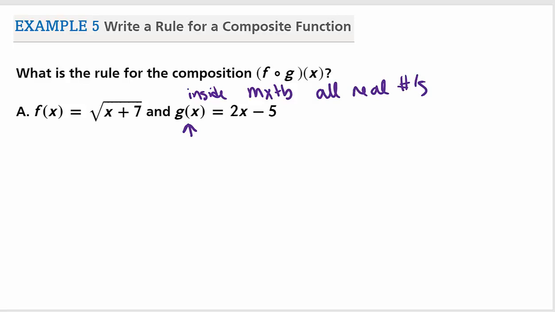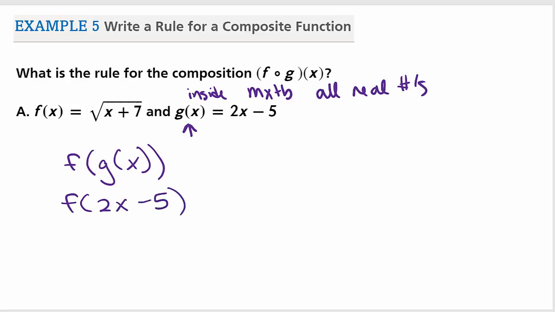We're going to put the g function inside of the f function. So the individual domain for f, we don't need to find. So I'm going to rewrite this, and instead I'm going to rewrite this f of g of x. Now I'm going to replace g of x with the expression 2x minus 5. And then I'm actually going to input the expression 2x minus 5 into the x values for f.